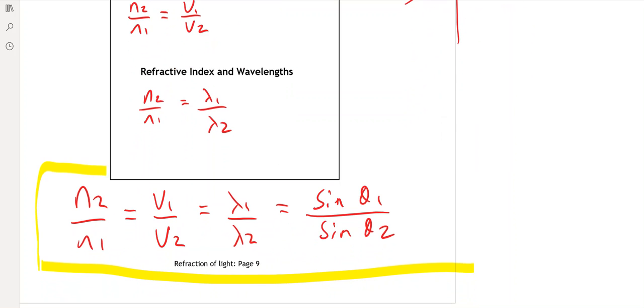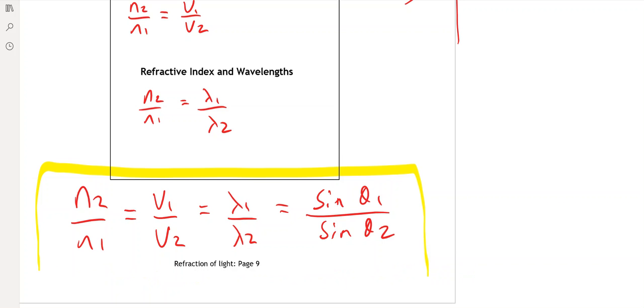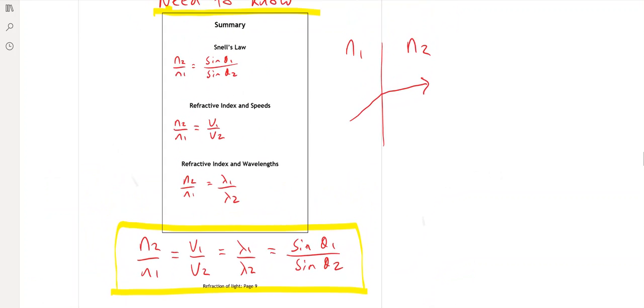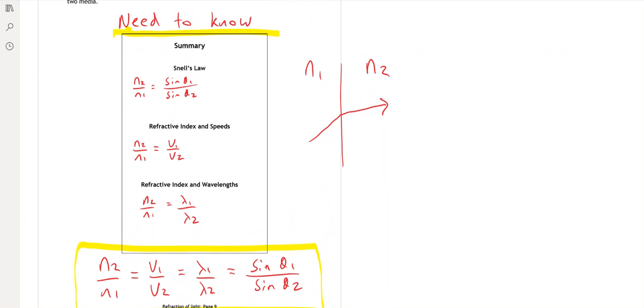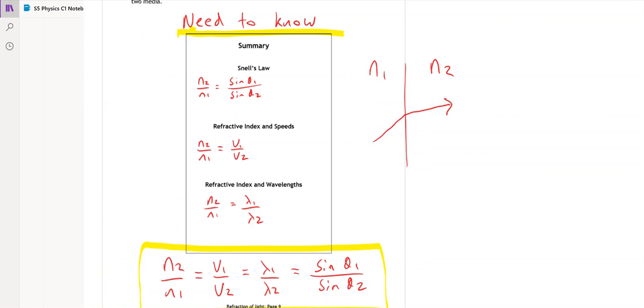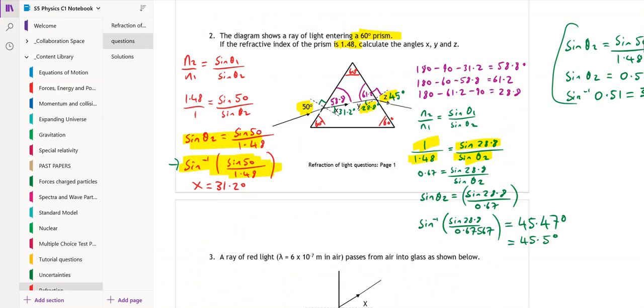You can put all of these together: n2 over n1 equals v1 over v2 equals lambda 1 over lambda 2 equals sine theta 1 over sine theta 2. So you do not need to necessarily know how to derive these. It is not part of the course, but you will be asked to use the formulas on this page: Snell's law, the refractive index and speed, and the refractive index and wavelength. That is what the majority of this period today will be. It will be your chance to practice using these formulas in the question booklet.